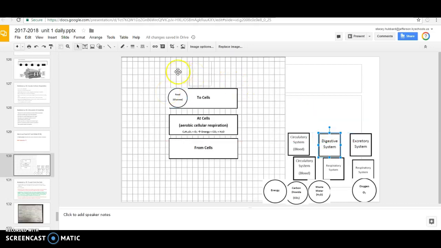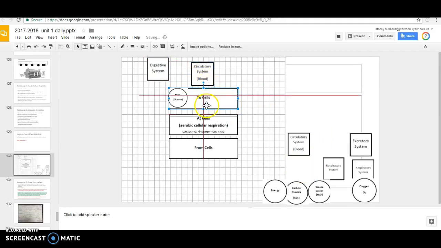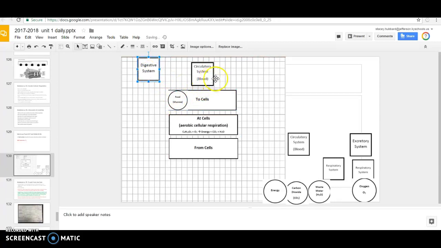Well, hopefully you figured out you have your digestive system first. You eat the food, but then it goes in the circulatory system, right? I'm going to move this down a little bit so we can get in between. Hopefully we'll have enough room. Okay? And then the food will get to the cells.